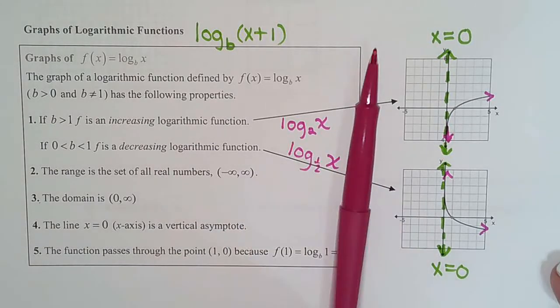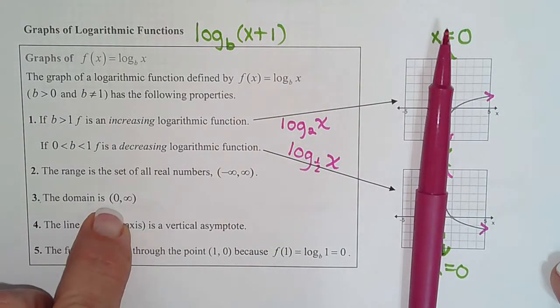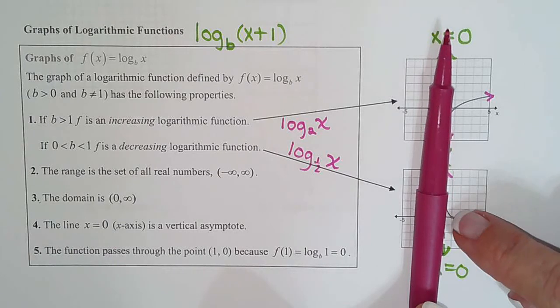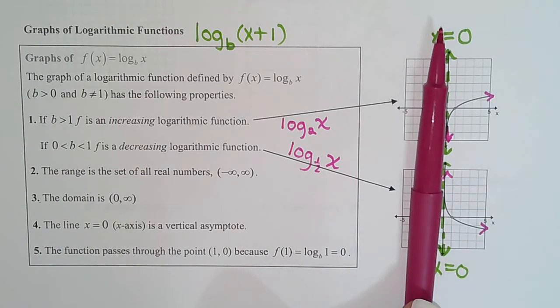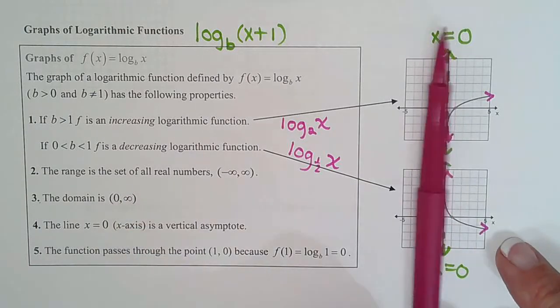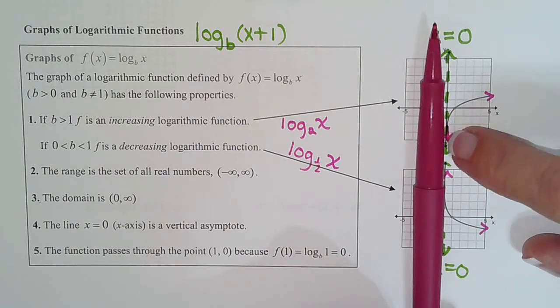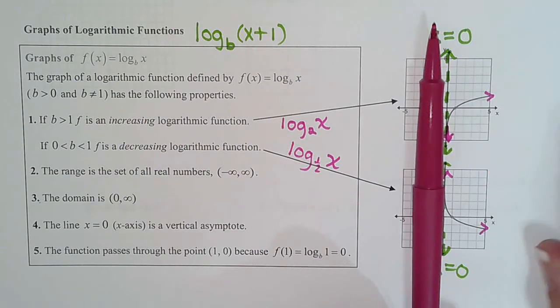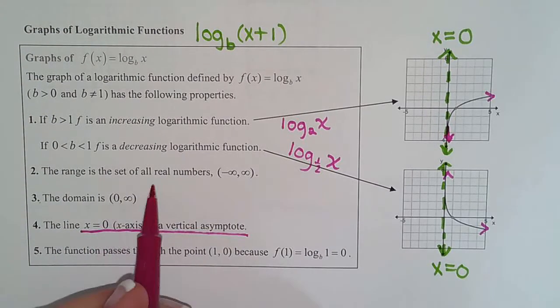So the domain can't equal 0, so we put the parenthesis to show it cannot equal 0. It can get really close to it, but it can't equal it. But then it goes right forever. So it's 0 to infinity. So it starts at not quite 0 and then goes right forever. So that's why that's the domain. As we just said, x equals 0 is the vertical asymptote.